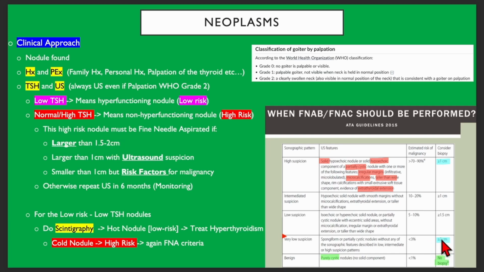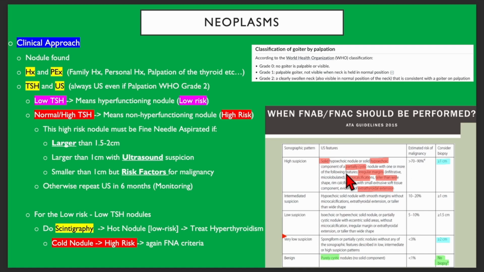Here, if it's larger, we don't care about any suspicion, just if it's large, just take it. So that's what it says here. If it's too large, just take it. And then the more suspicions you have, the smaller the size becomes. So the more suspicious you get, the smaller the size. So we will sample even smaller nodules.